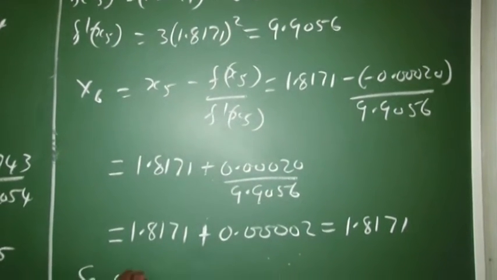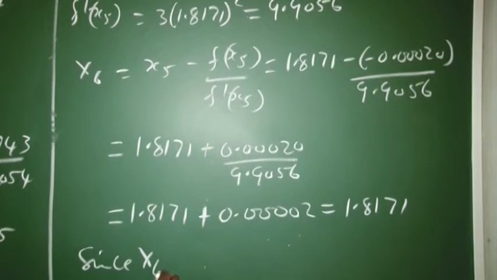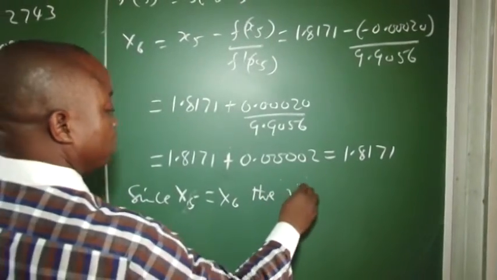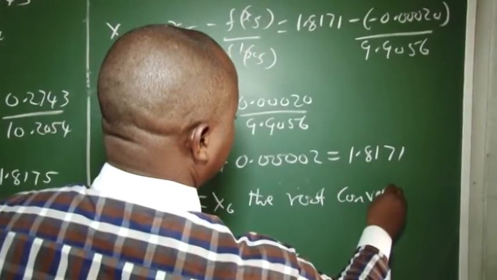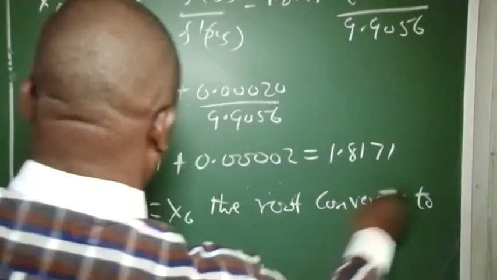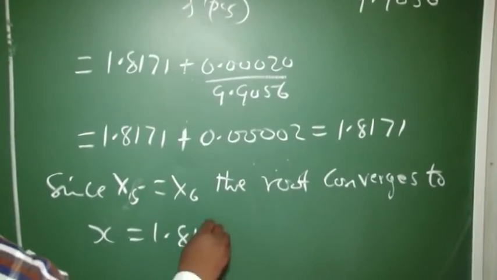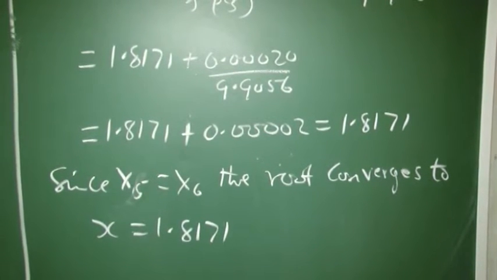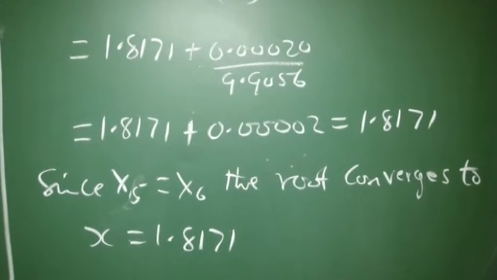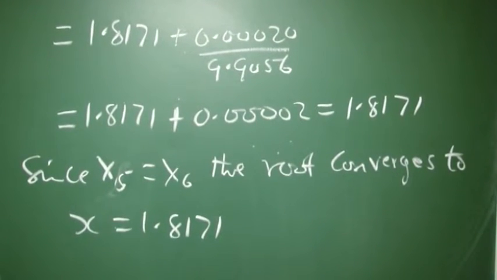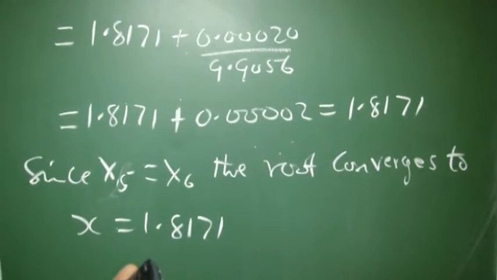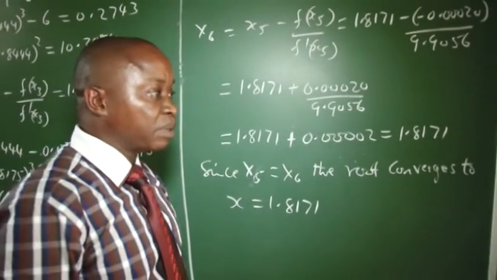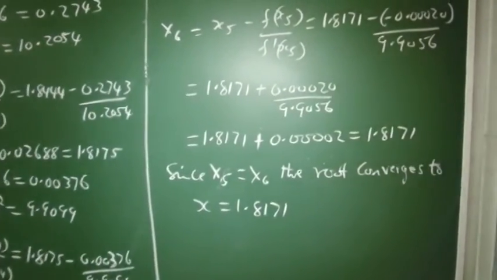So since x5 equals x6, the root converges to x equals 1.8171. If we also look at the cube root of 6 from your calculator, it will give you 1.8171 to 4 decimal places, which means we are correct.